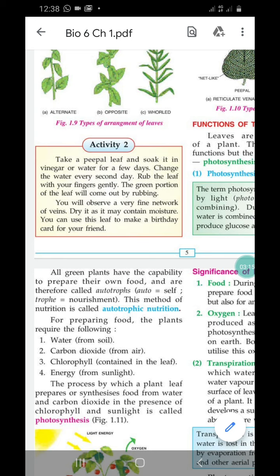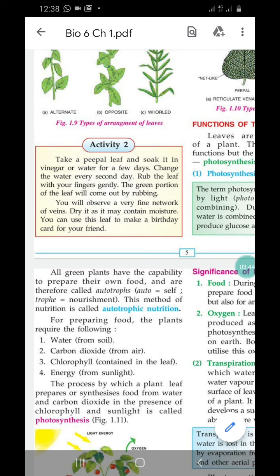What are the materials required for photosynthesis? The materials required by the plant to perform the process of photosynthesis are water. Where does the plant get water from? Yes, the roots. The major function of the root is to absorb water from soil and send it to the leaf. Second one is carbon dioxide, CO2.